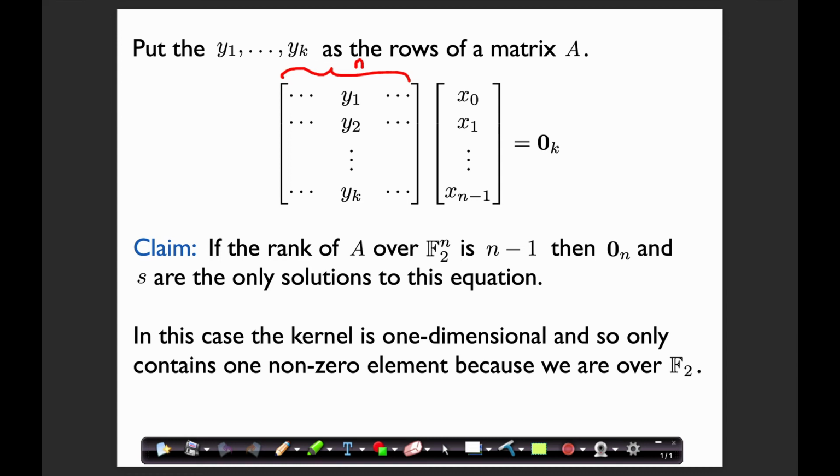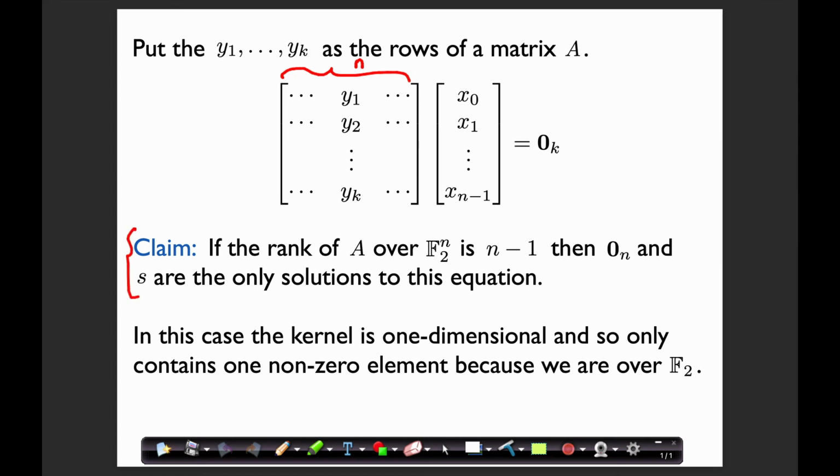So that means we only have two choices of scalars, 0 and 1. So the span of just the vector s is 0 times s and 1 times s. It only contains 0 and s. So if this kernel is one-dimensional, then it just contains 0 and s, and therefore we can find s. So that is done.